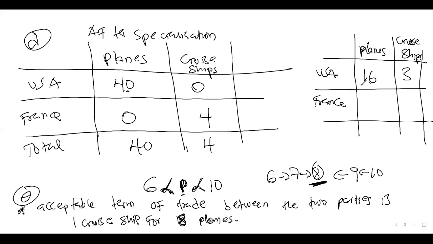Okay, and that will be 16. All right. Then for France, they will lose 3 cruise ships, so the remaining is 1, but they will gain an additional 24 planes. All right, so the total here will still be 40 and 4, but there has been a redistribution because they have traded. So this is F, and let's look at the second example.